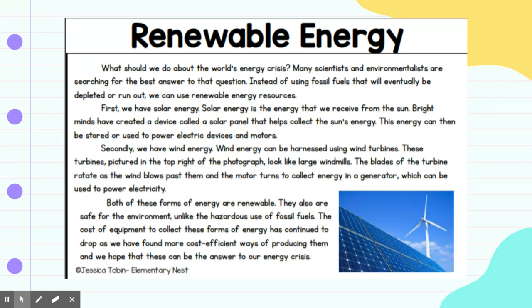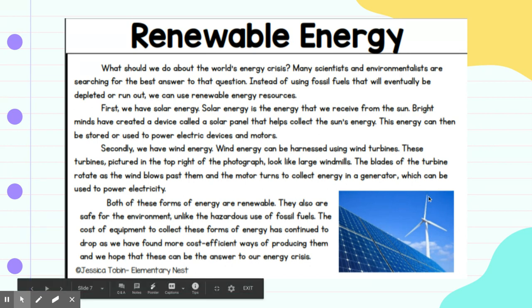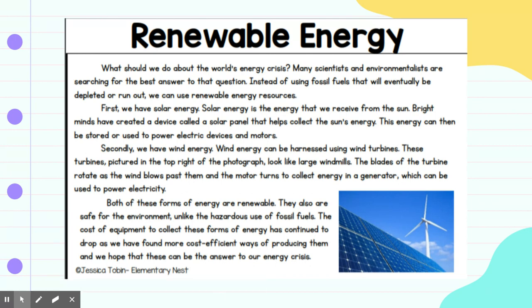This energy can then be stored or used to power electric devices and motors. Secondly, we have wind energy. Wind energy can be harnessed using wind turbines. These wind turbines, pictured in the top right of the photograph, so this is our wind turbine, look like large windmills. The blades of the turbine rotate as the winds blow past them, and the motor turns to collect energy in a generator, which can be used to power electricity.